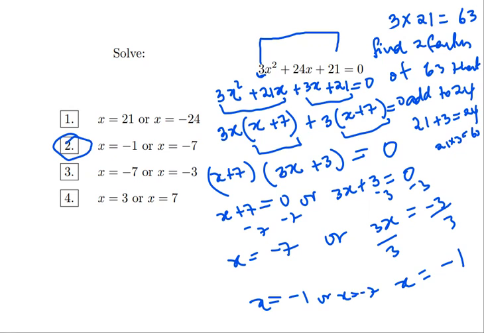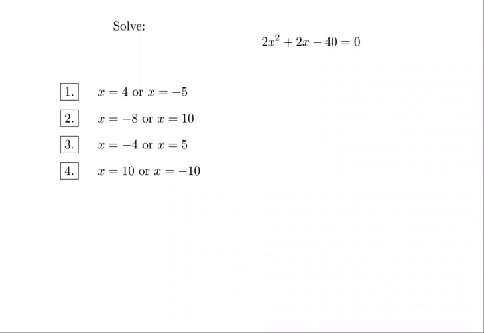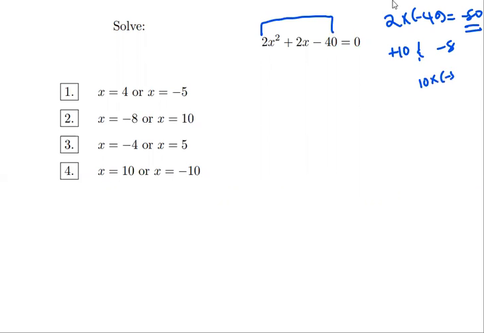Okay, let's move on to try another one. Now we have this guy here, 2x squared plus 2x minus 40, and we have to solve it. First we multiply the first and last term, and we do 2 times -40, which is -80. Then we have to find 2 factors of -80 that add up to +2. I suggest we try +10 and -8. So 10 times -8 is equal to -80, and 10 plus -8 is equal to +2.